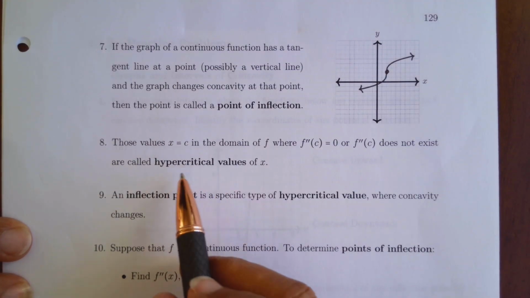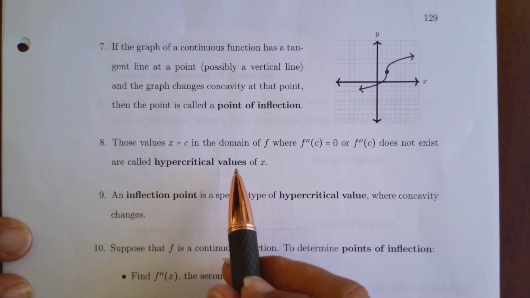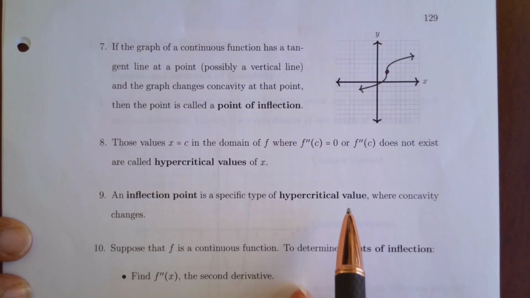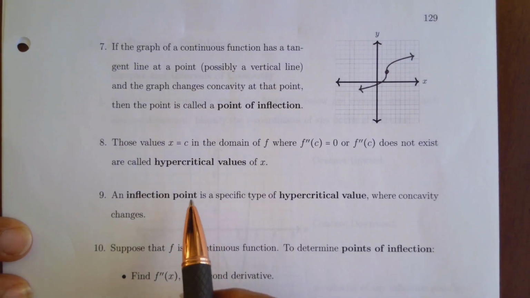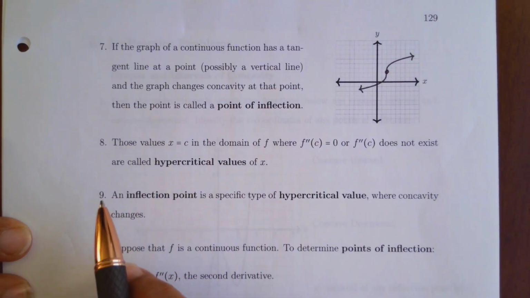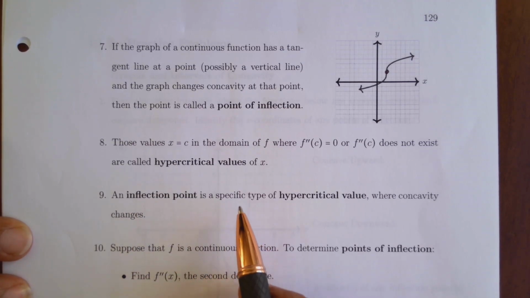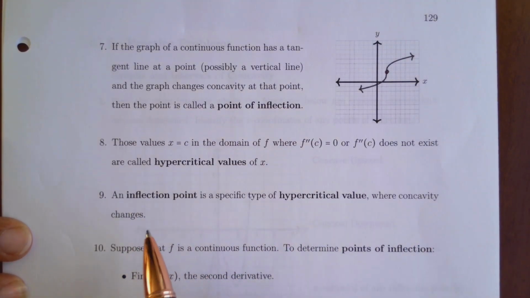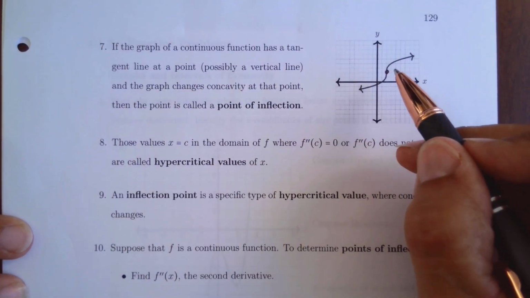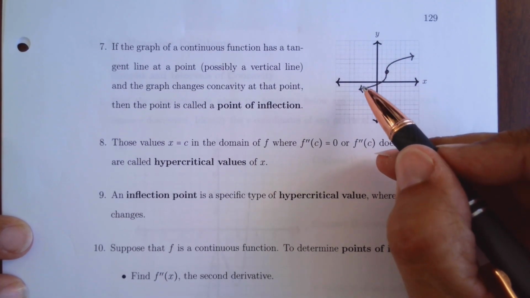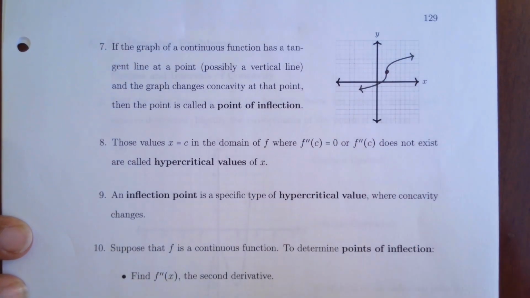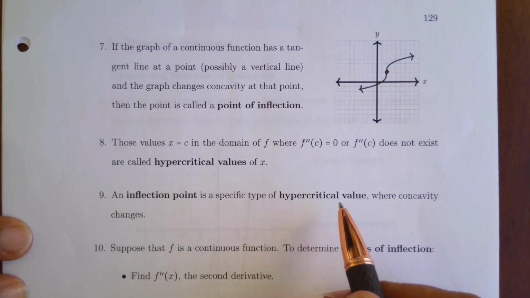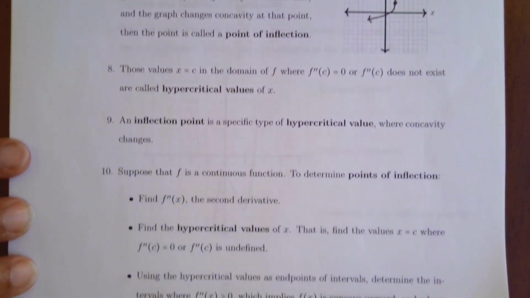Now, what's important about hypercritical values is that once we find those, we have to test the values around them and see where there's a change in concavity. And where there's a change in concavity, those are your inflection points. So number 9 says an inflection point is a specific type of hypercritical value where concavity changes. Right here, this is a hypercritical value, but because it changed from concave up to concave down, more importantly, it's called a point of inflection. Not all hypercritical values are points of inflection.